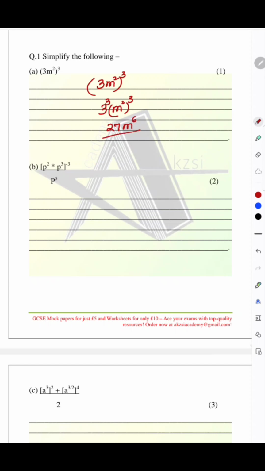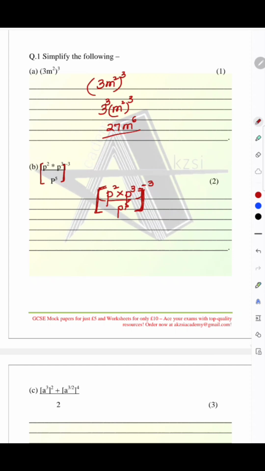The next is p squared times p cubed over p to the power of 5. Okay, so p squared times p to the power of 3, whole to the power of negative 3, over p to the power of 5. This one is whole, not just on the numerator only, it's over the denominator as well. So this will be p squared times p cubed.